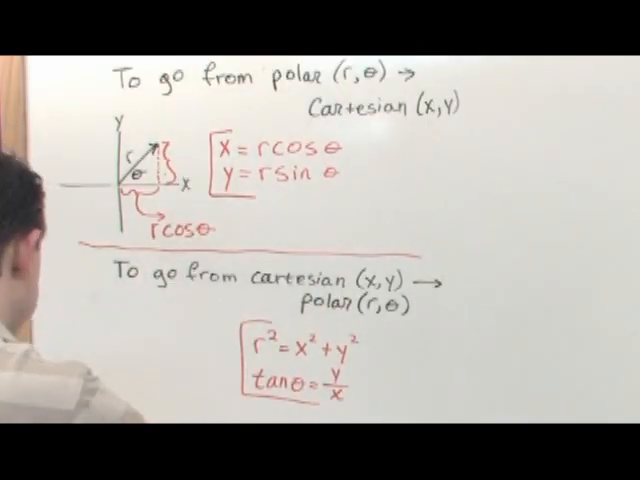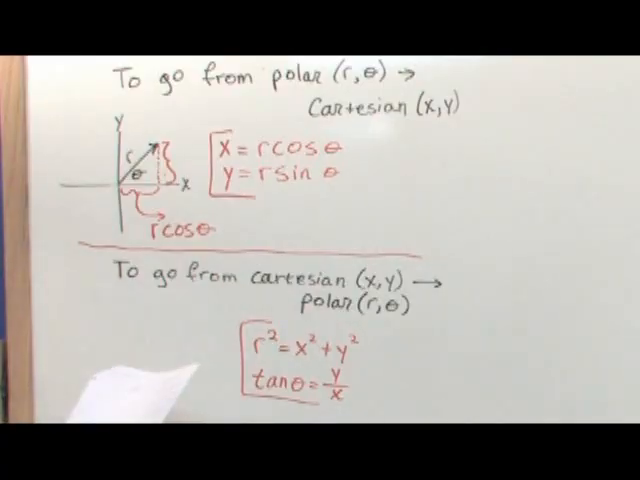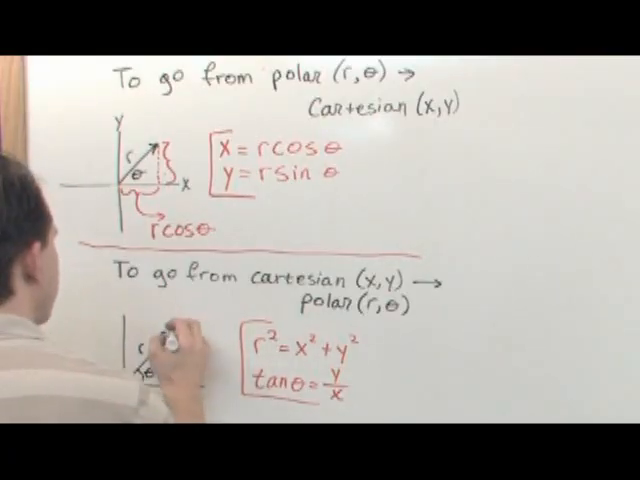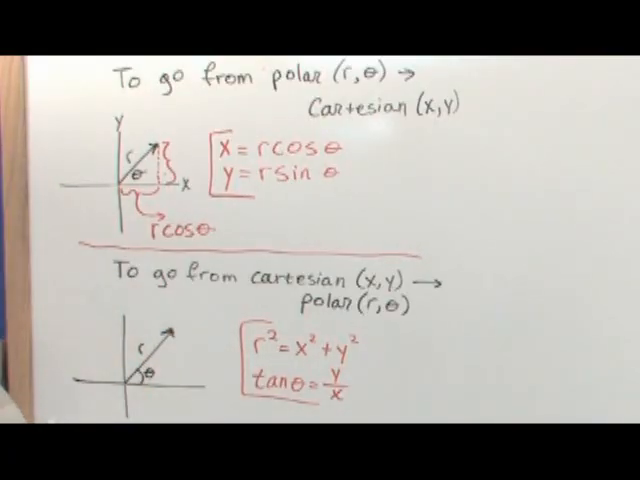Now, why does this work? I'm going to draw basically the same picture right over here. Here's your x and y, and here's some point right here. There's an angle theta involved, and there's r, okay? And let's talk about the first part here. This is the easier part to understand. r squared, which is this distance squared, is equal to x squared plus y squared.